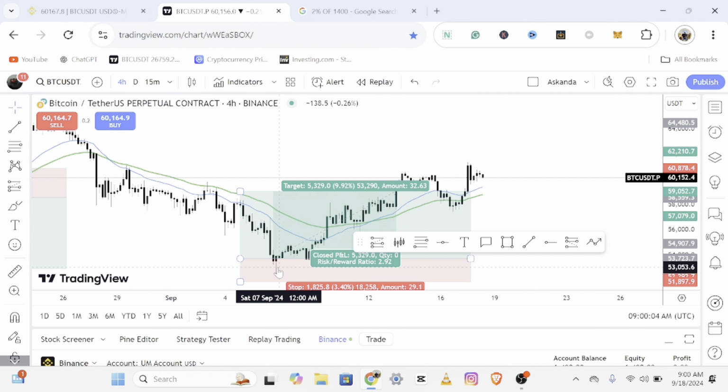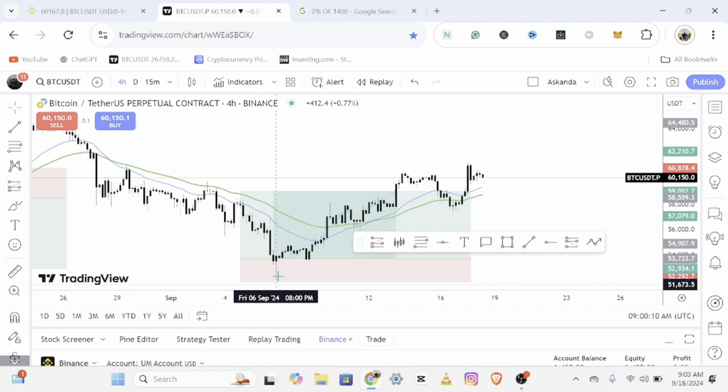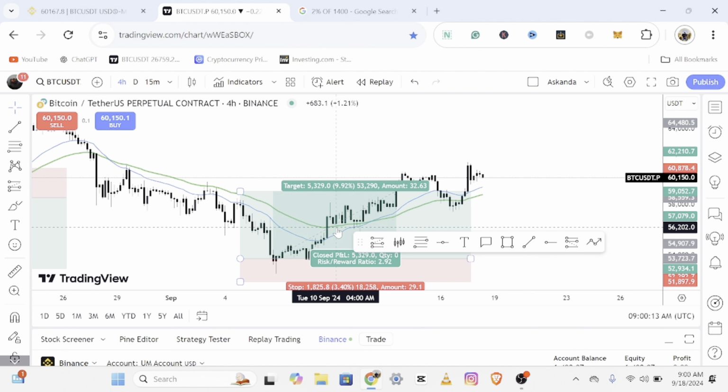Then immediately it went into drawdown, almost 90% to our stop loss. Then it reverses. When you take a trade and it has not reached 100 plus ROI, just leave it, right? But if you take the trade and immediately you are able to get 100 plus ROI, you close 50% and move your stop loss to entry.